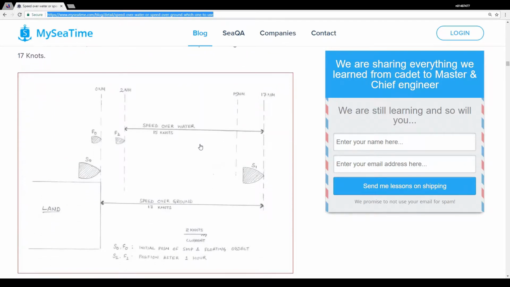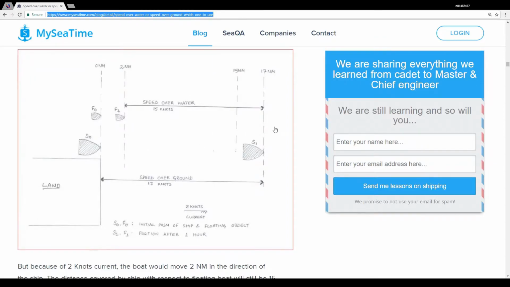And in the third instance, we have a 2 knot current, which is behind us. In this case, our speed through the water is 15 knots, but our speed over the ground is 17 knots, because we get that additional 2 knots from the current. So why is this difference between boat speed and speed over ground important? Well, for our VMG we use boat speed, whereas for our VMC we use speed over ground. I'll come back to the calculations in a while and explain the differences between all these numbers, but that was the first concept you needed to learn.